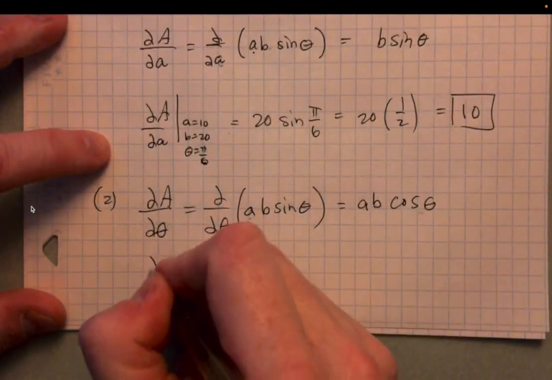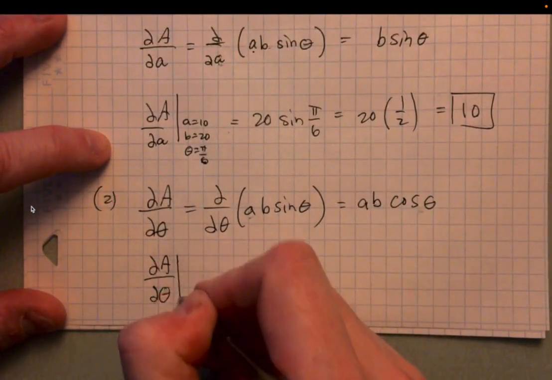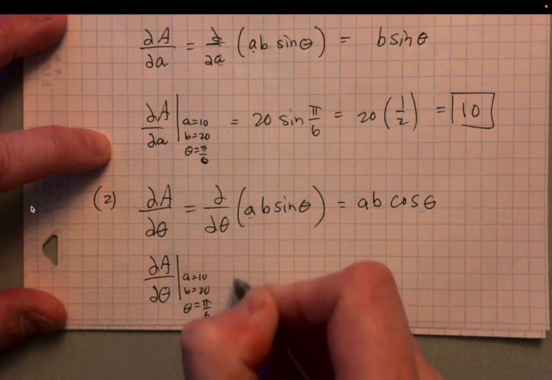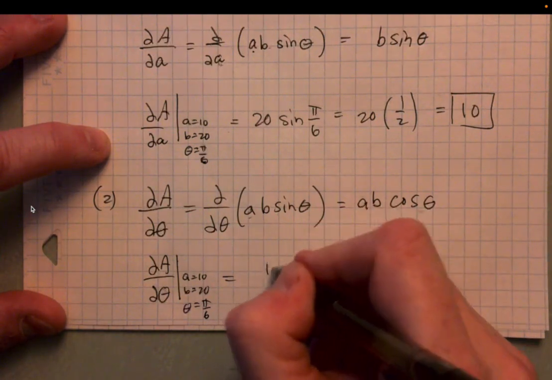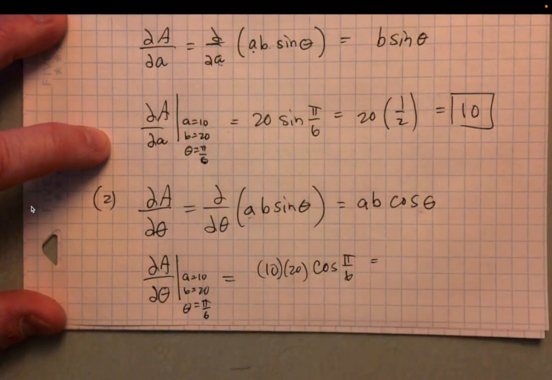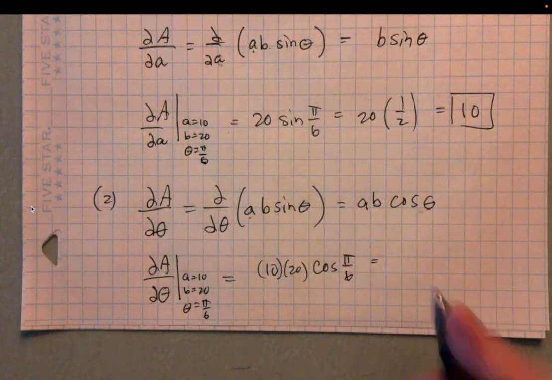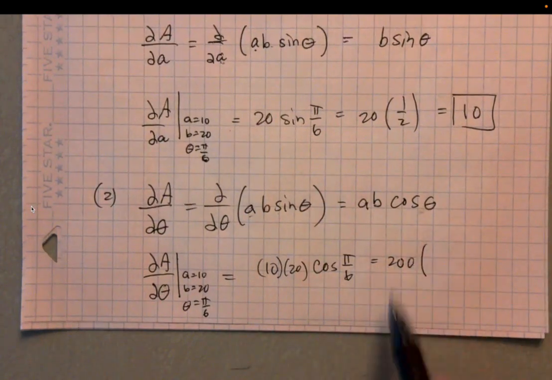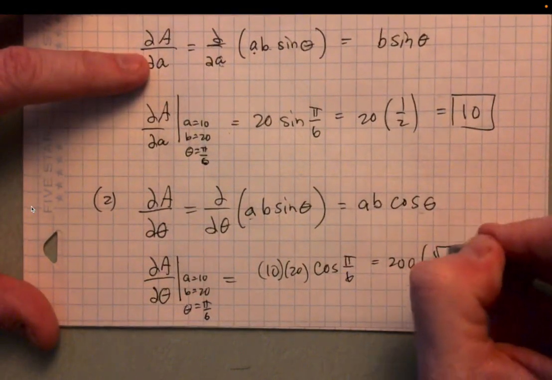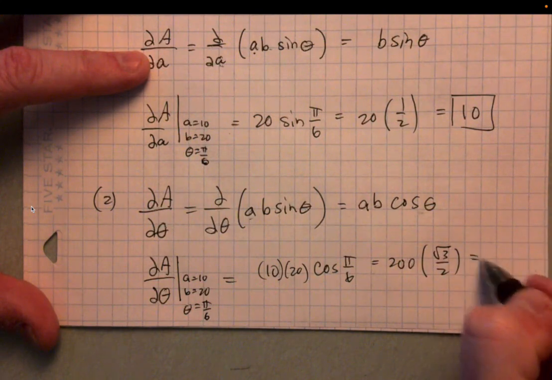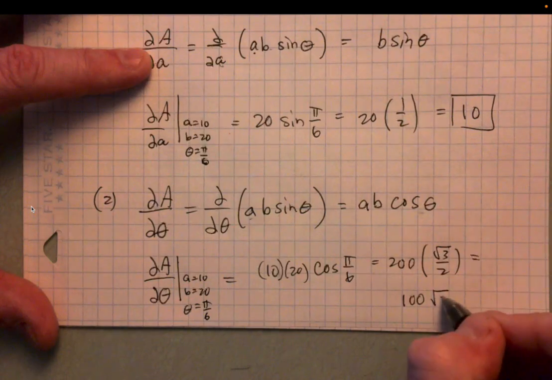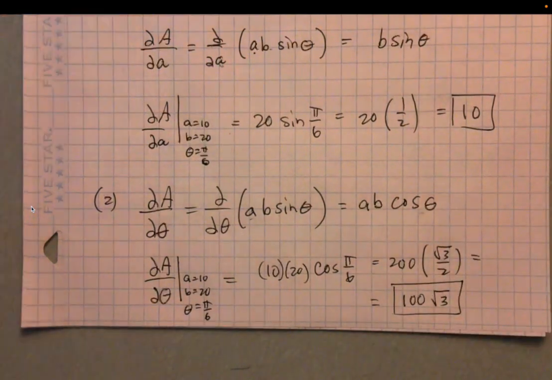Okay, and then evaluating this at A equals 10, B equals 20, theta equals pi over 6, we would get 10 times 20 times cosine of pi over 6. So this would obviously be 200 times whatever cos of pi over 6 is. And if you recall, cos of pi over 6 is the square root of 3 over 2. And so this is going to be 100 times the square root of 3.